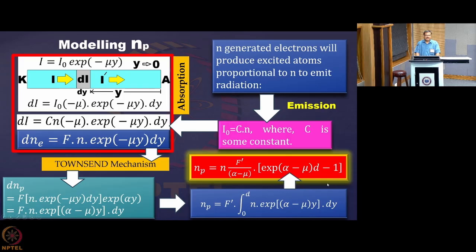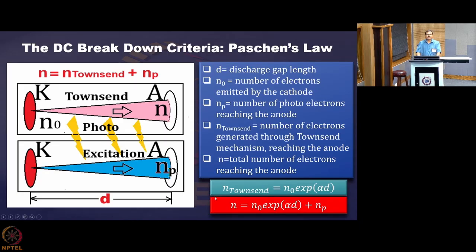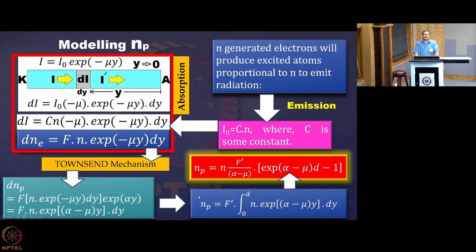Now what is there? n f, then alpha minus mu at the bottom, and then exponential alpha minus mu d minus 1. So the total number of photoelectrons will be this one. Okay. So from here you are coming over here, integrating this, and you are getting this value for the number of photoelectrons generated. Now if we go back, then n, the total number of electrons that will be reaching the end of the discharge gap, will be n equal to, this is the Townsend mechanism, and this is the number of photoelectrons generated. And we have just now calculated the number of photoelectrons generated using this mechanism.